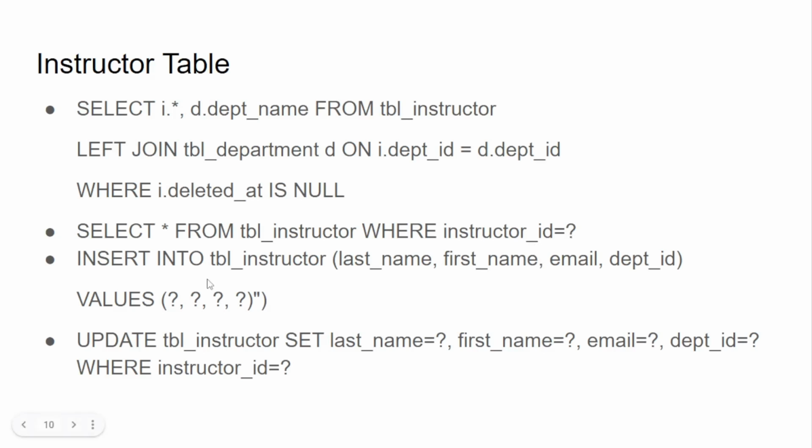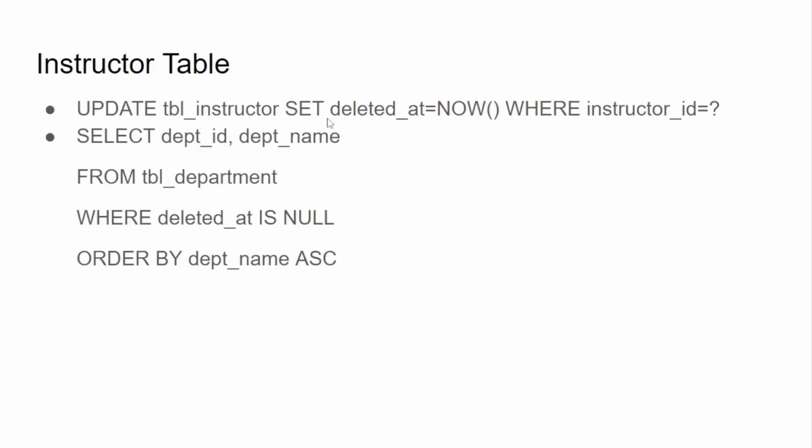We can insert some values, we can update those values, then we can delete it. So as with the previous table, we also have a drop down box which contains the current departments. So we also use this query from this table so that we can populate that drop down box.